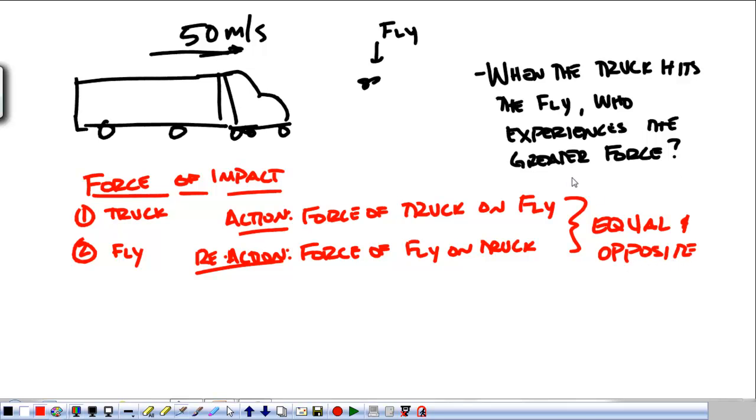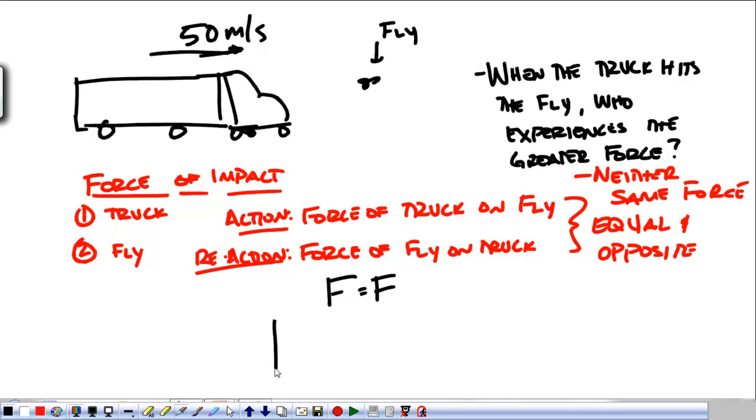So who experiences the greater force? Neither. They have the same force acting on them. So why is it that the fly is smushed all over the windshield of the truck, but the truck is just fine? Well, let's look at it.